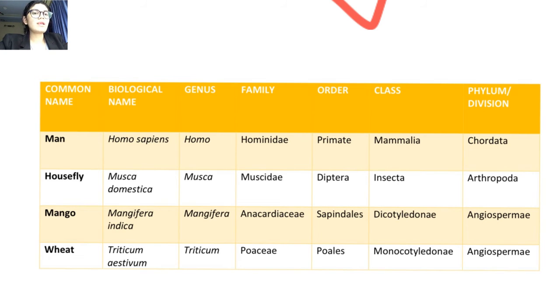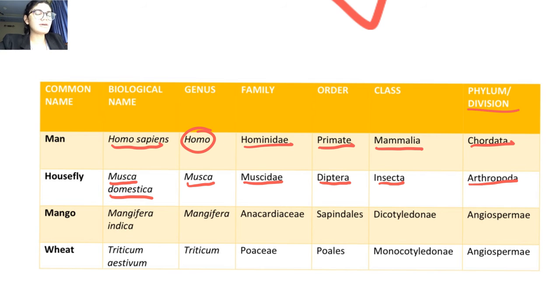ठीक है? Man, Homo sapiens. ठीक है? So the genus is Homo, family Hominidae, order Primata, class Mammalia and phylum Chordata. फिर है housefly. This is called Musca domestica. Genus Musca, family Muscidae, order Diptera, class Insecta, and phylum Arthropoda. ठीक है? Notice I've said phylum for both of these because they are animals. अभी next जो है ना वो दोनों plants है, so I'll stick to division.